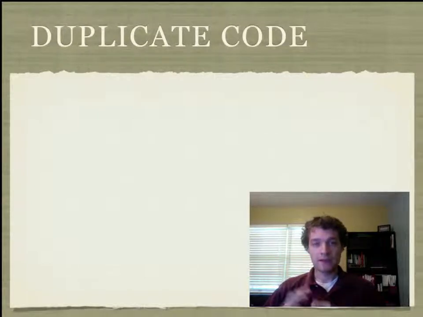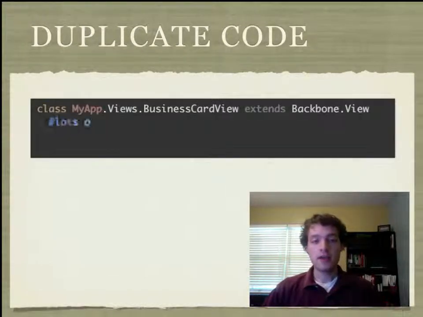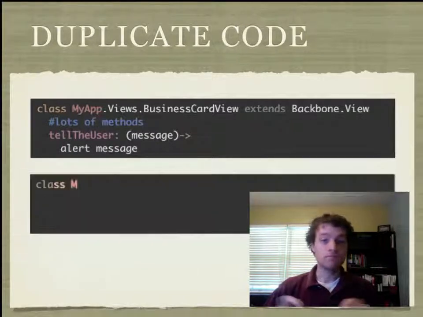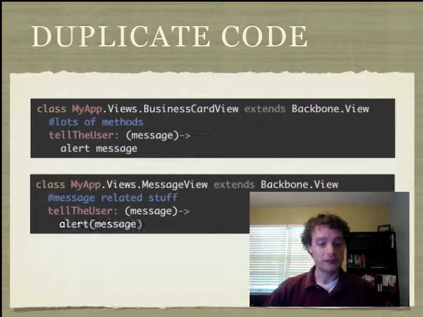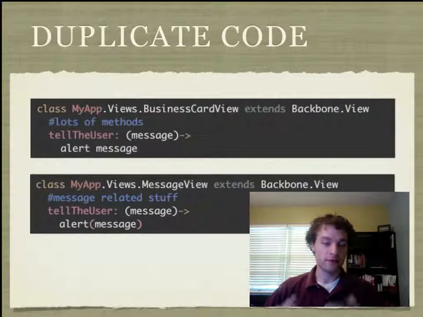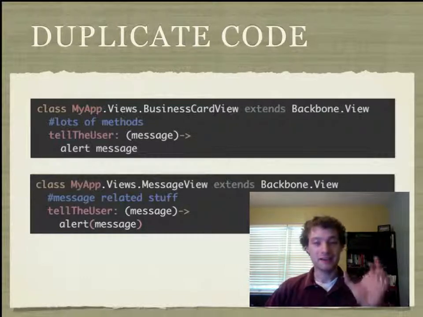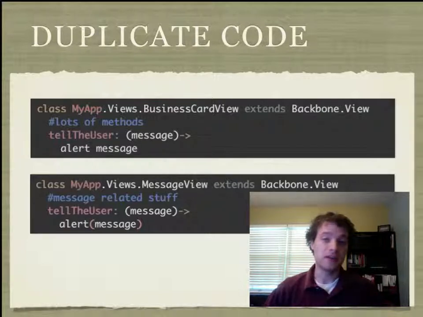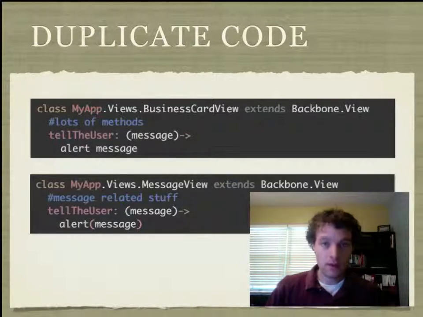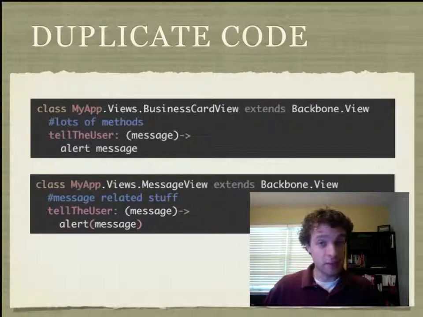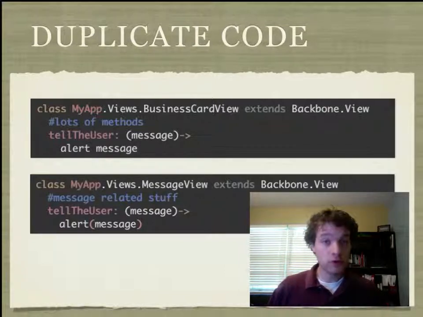I'm going to have two different view classes that are unrelated, different areas of an application, but they both do something very similar. In this case, they're both delivering a message to the user, and for the sake of simplicity for a screencast, it's just going to use the regular built-in alert function to send whatever message is passed in to the user. Now, from a functionality standpoint, as far as the user is concerned, this works just fine.